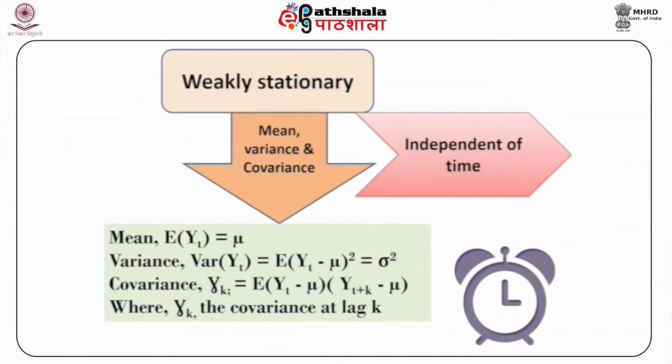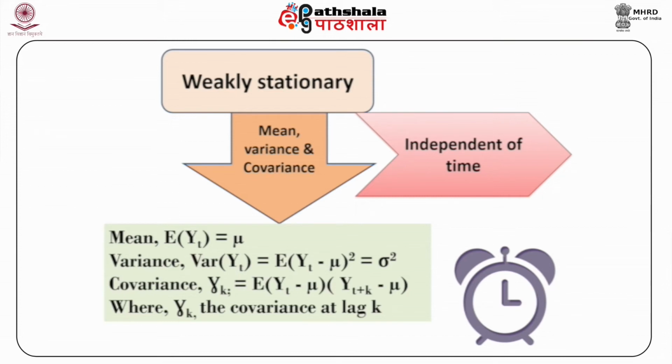A series yt is considered to be a weak stationary series if its mean and variance are independent of time. That is, in such a series, it's only the mean and variance which do not change. Rest all the variables are a function of time. However, the covariance or autocovariance is a function of lag but not of time.